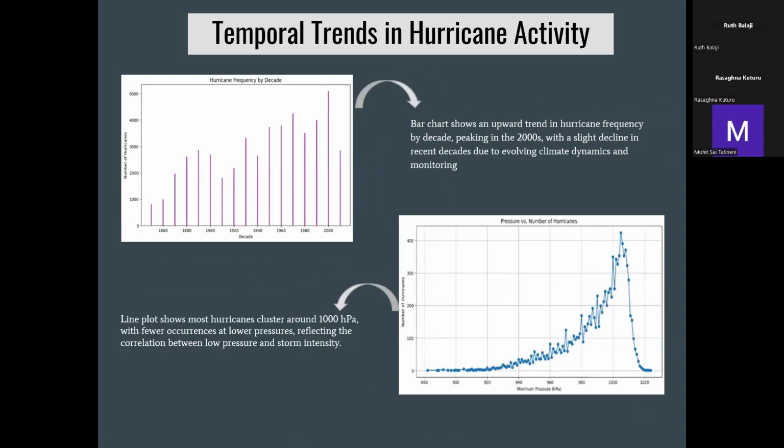And in this slide, we can see the decadal analysis. Grouping data by decades reveals an upward trend in hurricane occurrences peaking in the 2000s. However, recent decades show a slight decline, likely due to improved monitoring techniques and changes in climate dynamics.